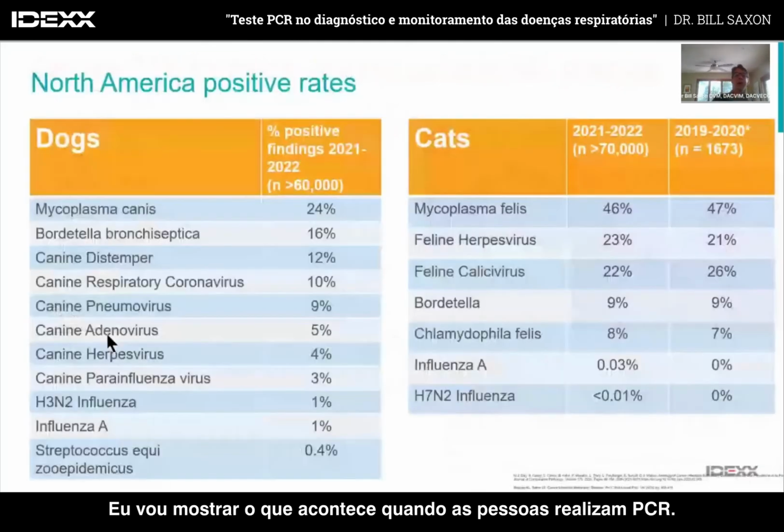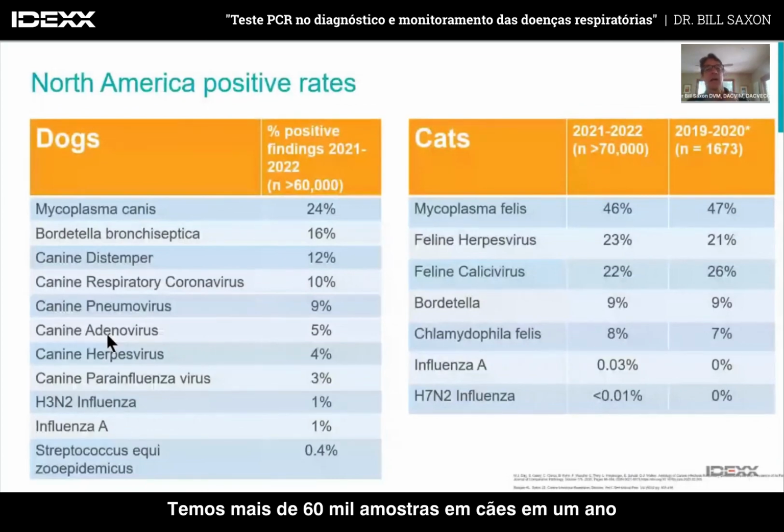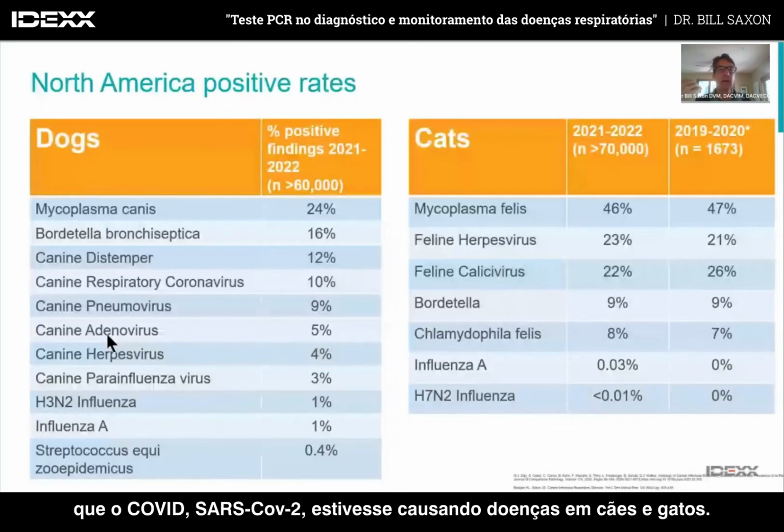So I just wanted to show you what happens when people send in PCRs. We have big data now, right? We have over 60,000 samples in dogs in 1 year, and in cats we can compare two years, the year between 2019 and 2020, where there were 1,673 samples, to 2021 and 2022, where there are over 70,000. Now, why would there be so many in that year? Because everyone was concerned that COVID, SARS-CoV-2, was causing disease in dogs and cats, right?